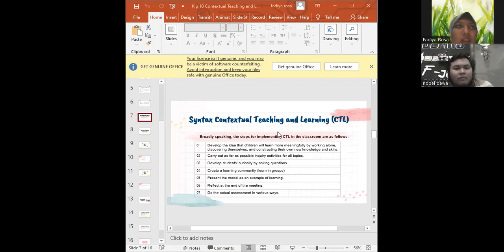It means that at the end of the meeting, the teacher must give some review or summary about the knowledge that has already been given all day. And the last is to do the actual assessment in various ways. It means that the questions the teachers give to the students should match the knowledge they were already given before.